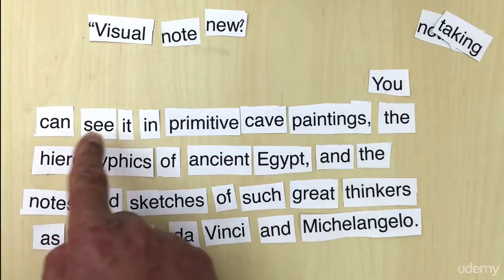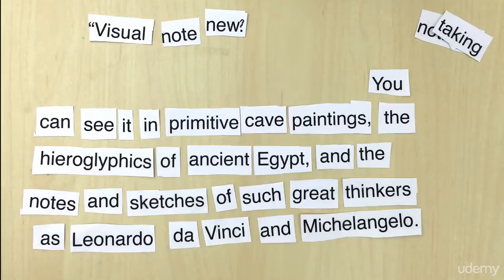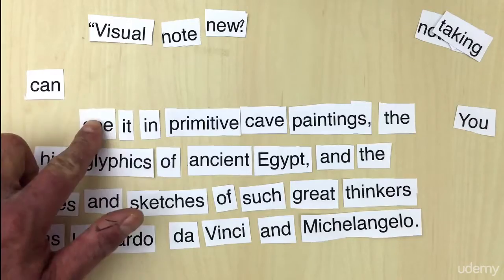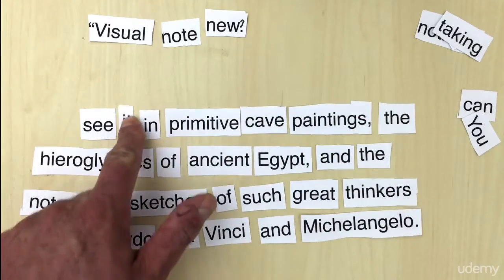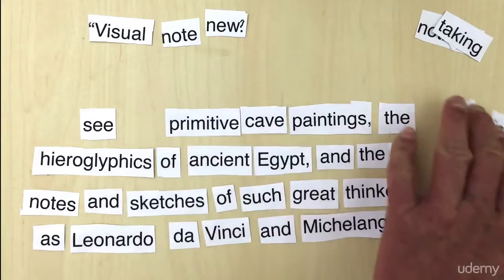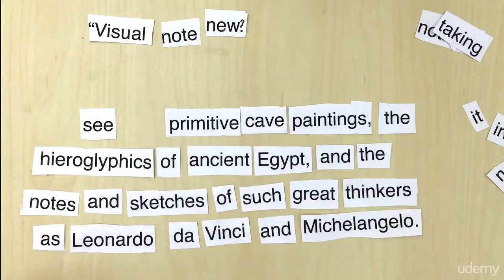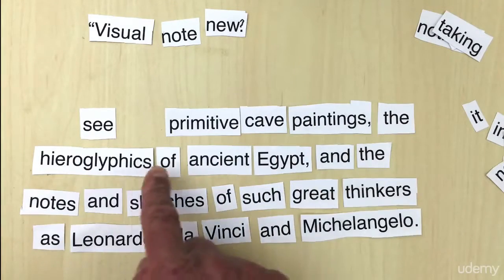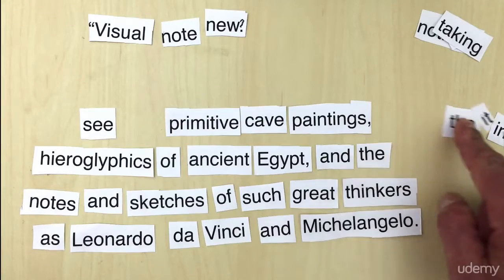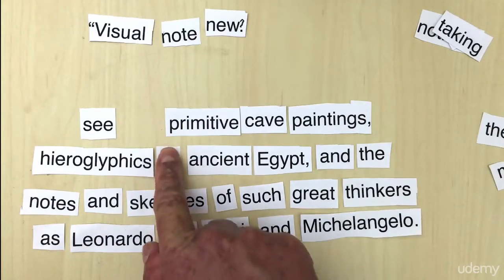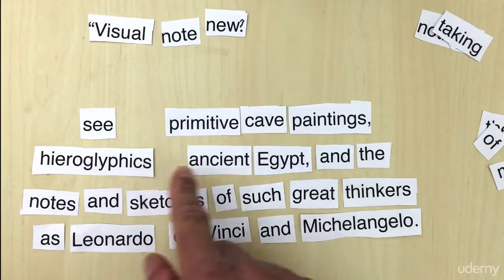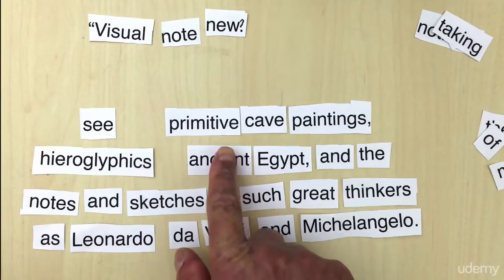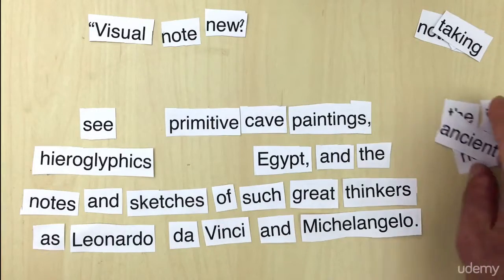So we've got, you can see it in primitive cave paintings. I don't really need the "you." "Can see," I might keep "see." "You can see it in," get rid of those. See primitive cave paintings, I'll keep that. The hieroglyphs of ancient Egypt. Well, I don't need the. I don't need the "of." Hieroglyphs, ancient Egypt. Do I need ancient Egypt? I could probably manage with just Egypt. I don't need ancient, so I'll put them there.